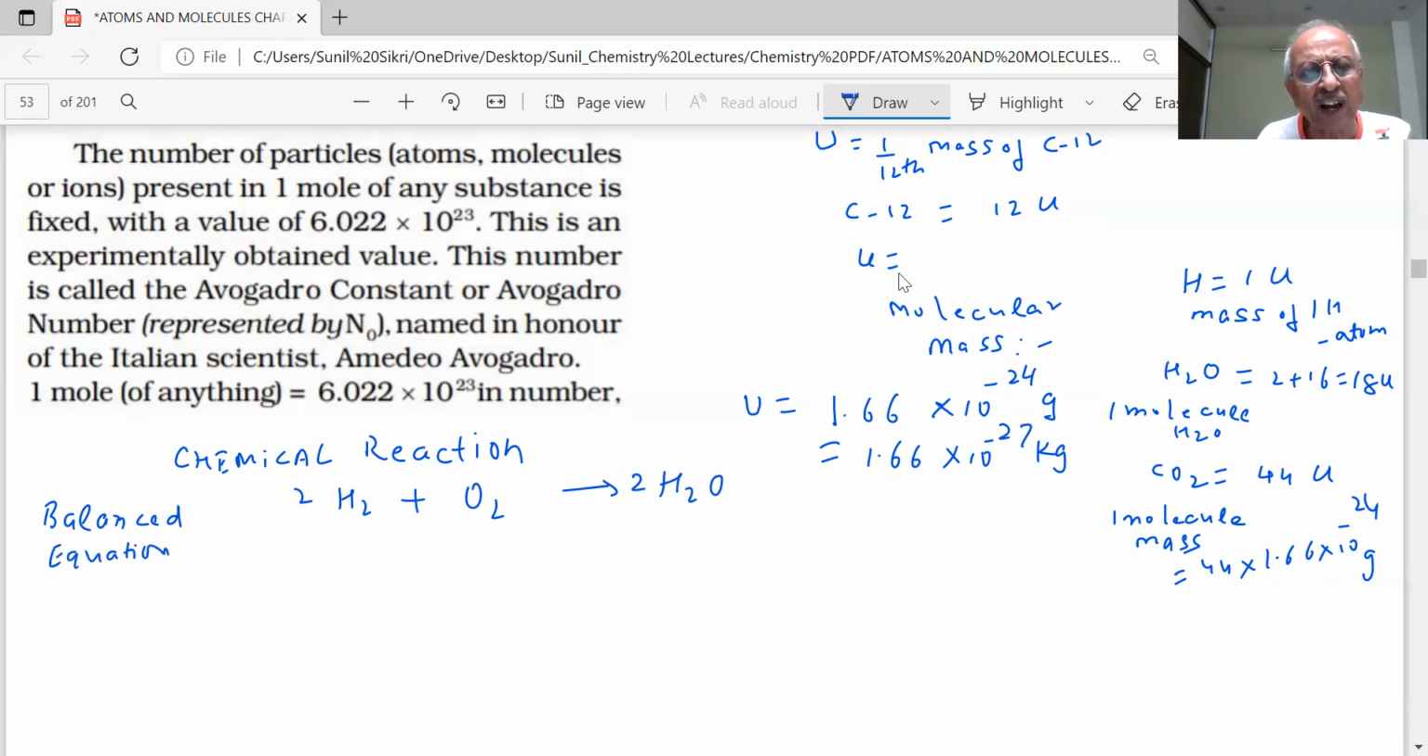How many atoms of hydrogen are here? 2 and 2, 4. Here 2 and 2, 4. How many oxygen atoms? 2, and here 2 oxygen. Is it balanced? Yes or no? Yes, sir. All right. Be with me.